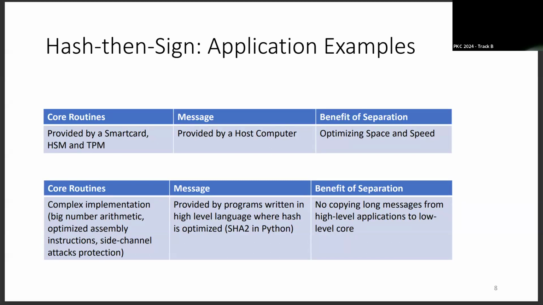Another application would be having complex implementations that include big number arithmetic, optimized assembly instructions, and side channel attack protections, and this performs the core signing or core verification. And the message is provided by an external API that delivers it to the internal routine. Now, you don't want to copy a huge message into these core routines, because you don't want to implement all the assembly code for handling super long messages and so on. So you deploy this kind of separation of hash and sign.